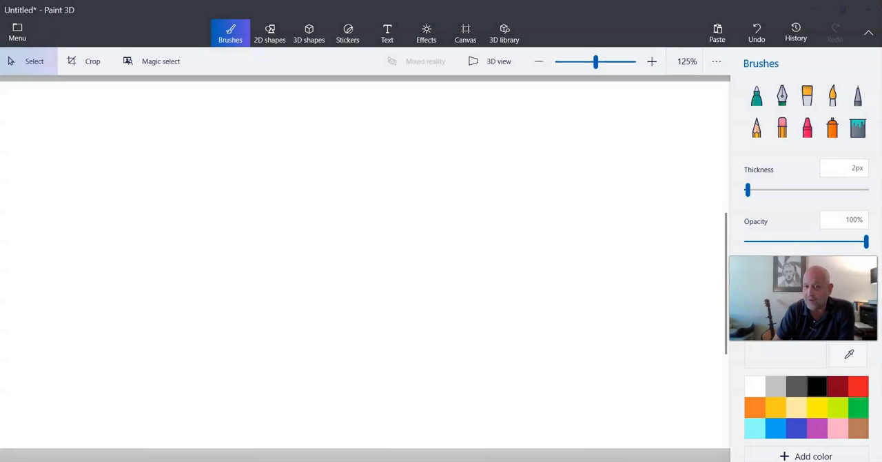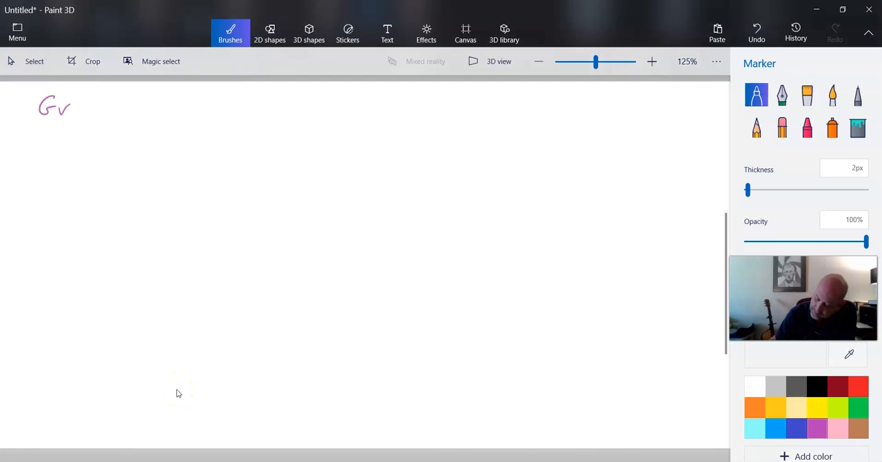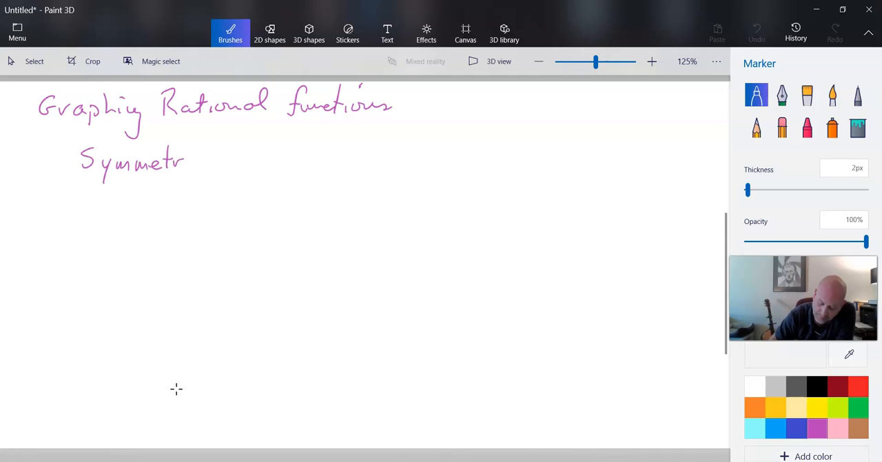So when we're graphing rational expressions or graphing rational functions, there's usually 4 things you're looking for. You want to see if there are any symmetries, right? And that could be odd, even, or neither.